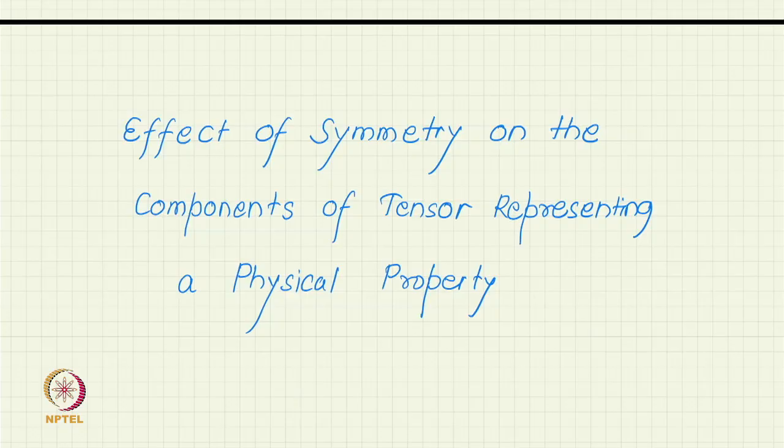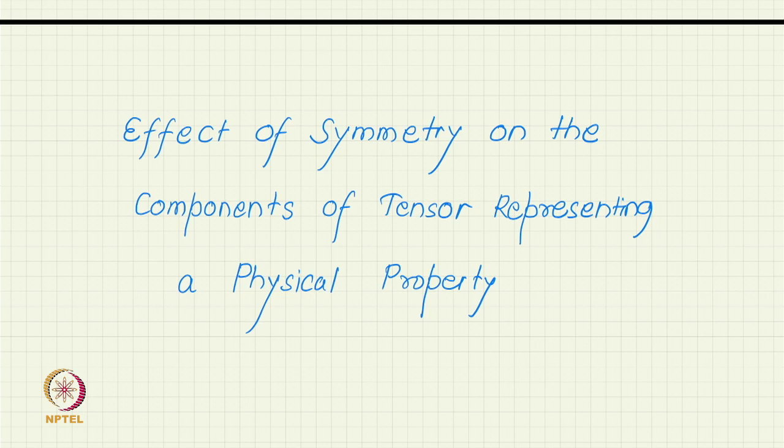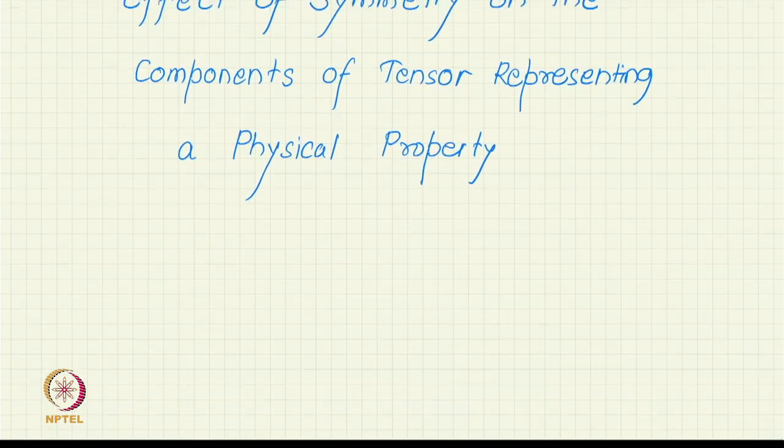We have already seen in Neumann's principle that the symmetry of a physical property is related to the symmetry of a crystal. So, the symmetry of a physical property must include all symmetry of the crystal, and in some cases it can actually have more symmetry. We have seen examples of them in the previous videos. Now, in this video we will take a particular special case and see how the symmetry of the crystal affects the components of a tensor representing a physical property.